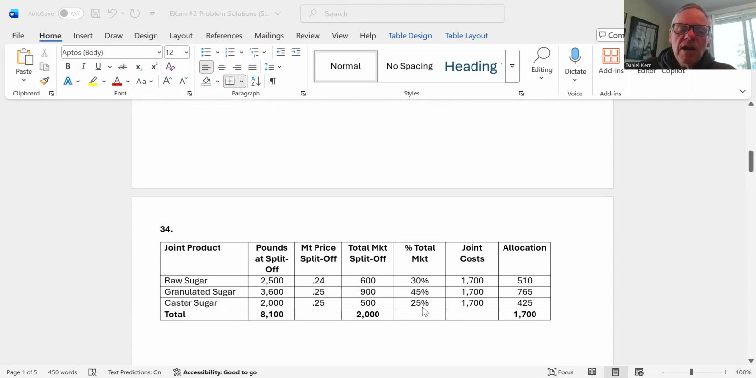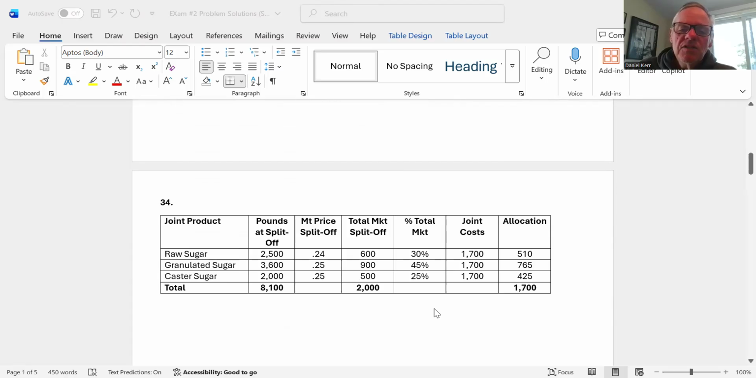Question 34, you had to allocate here on the basis of total market value at split off. So there are a couple of errors that folks made on this one. So you had to remember to take the pounds at split off and multiply by the market price. If you use a different market price other than the one that was given, then you got a very different market value at split off.